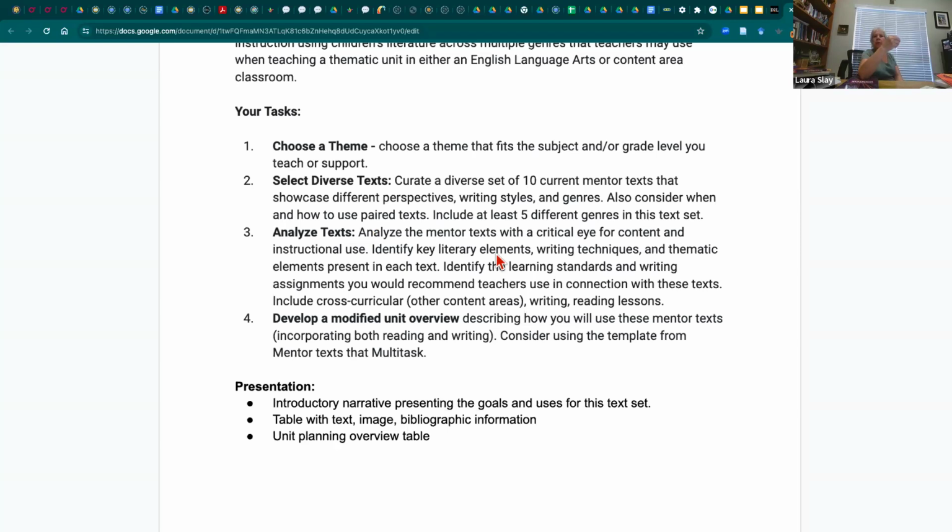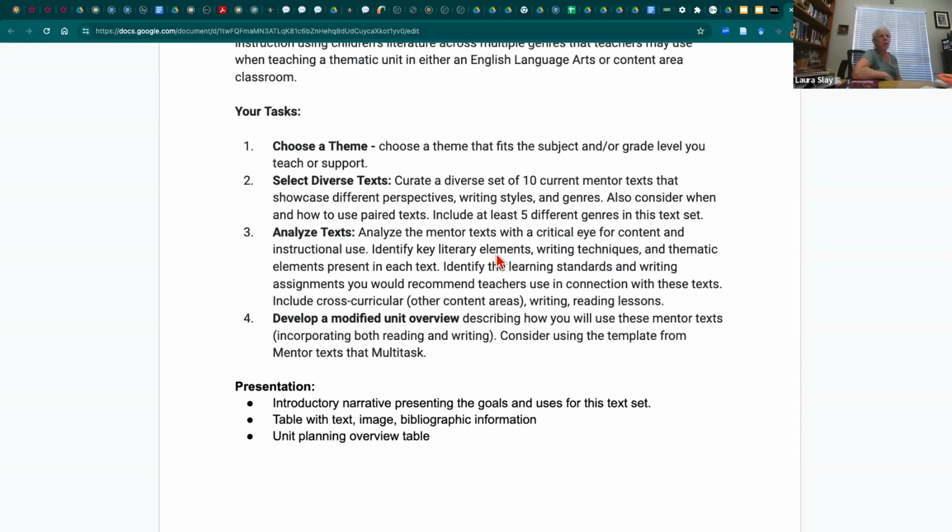You want to be able to teach your students how your theme can be communicated across different writing styles and genres. Also consider when and how to use paired text. When you pair a text, you might have a picture book on Muhammad Ali, and then another one that's a poem about Muhammad Ali. So you can put two different styles of text together to communicate a particular idea.